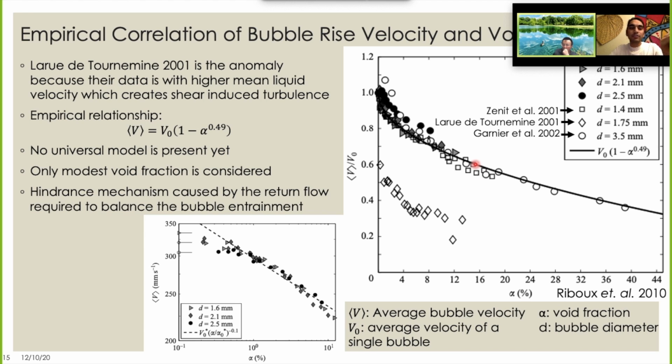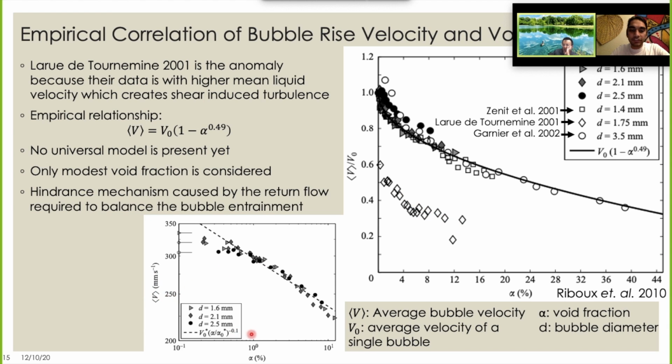And this is counterintuitive, but the authors explain it as: this could be due to the hindrance mechanism caused by the return flow required to balance the bubble entrainment. So as we saw in the video, as the bubbles rose, there was actually a transport of fluid from the bottom to the top. However, as the different wakes interact, they actually hinder each other, which is why this velocity decreases. Now the authors here also plot from a lot of different papers as well, and they see that for this particular case they do not get good results.